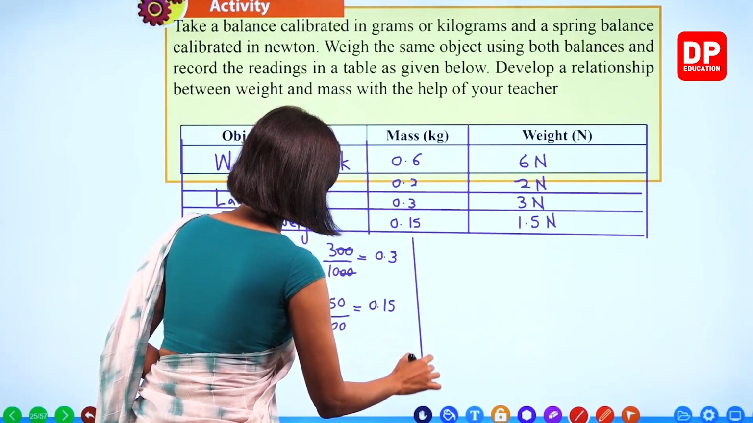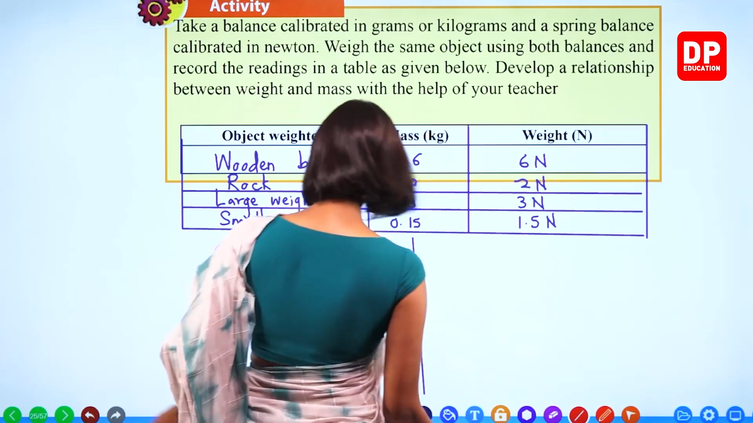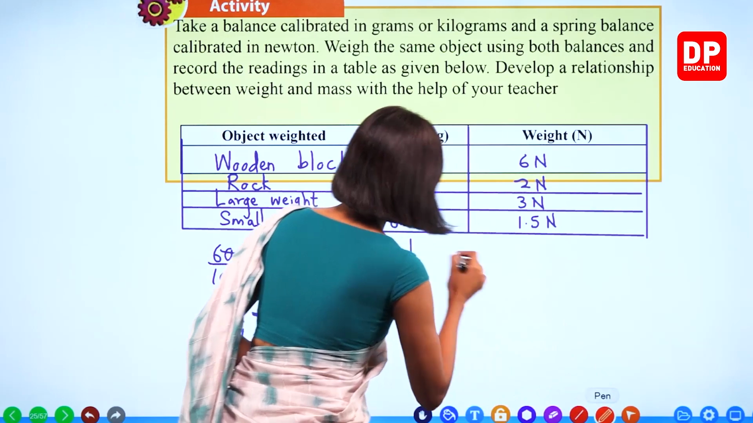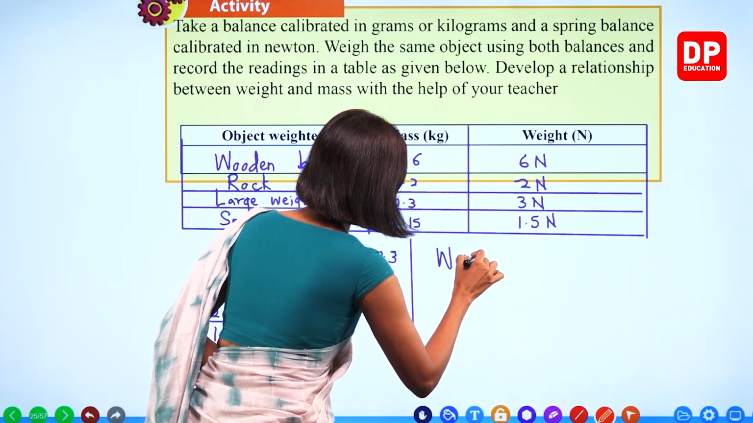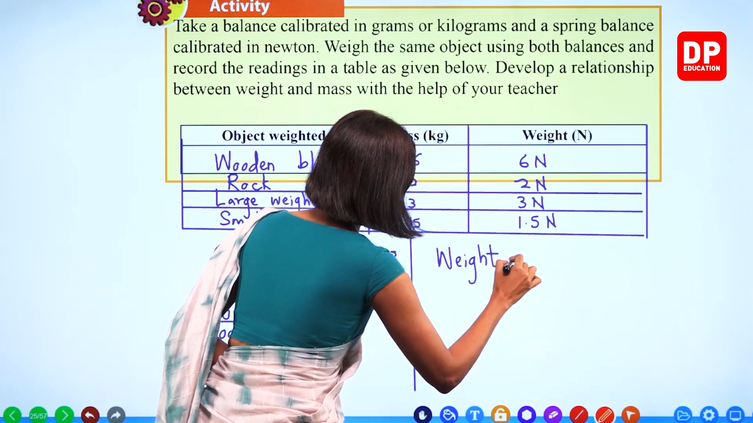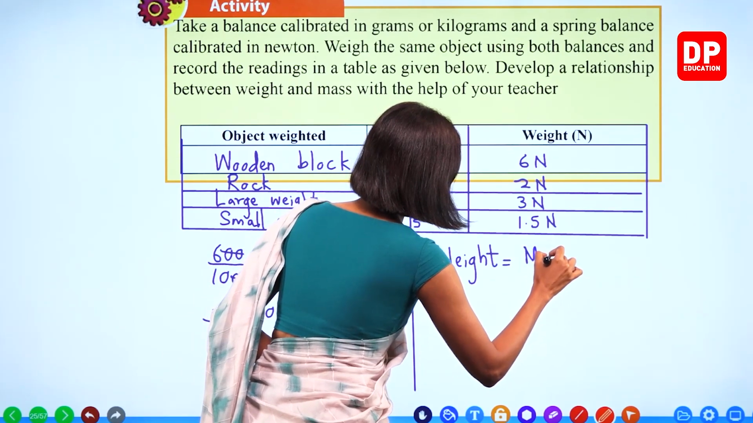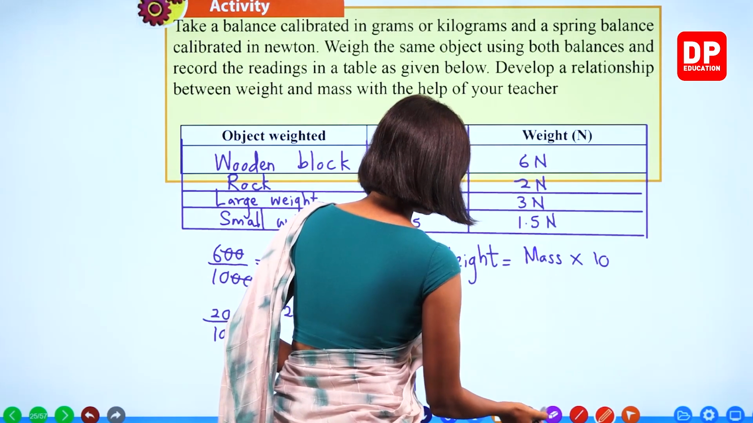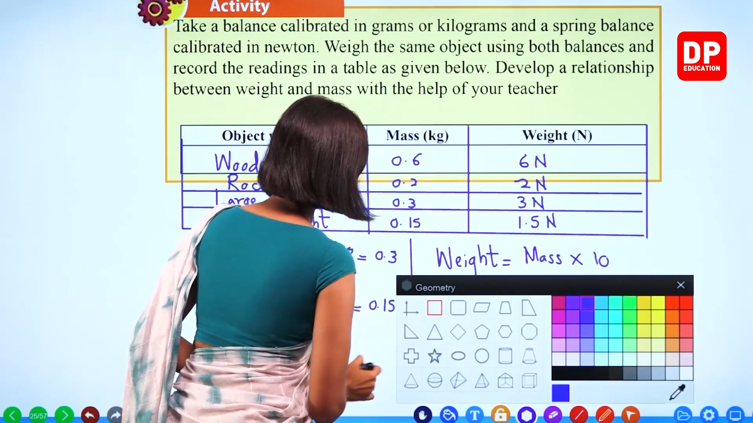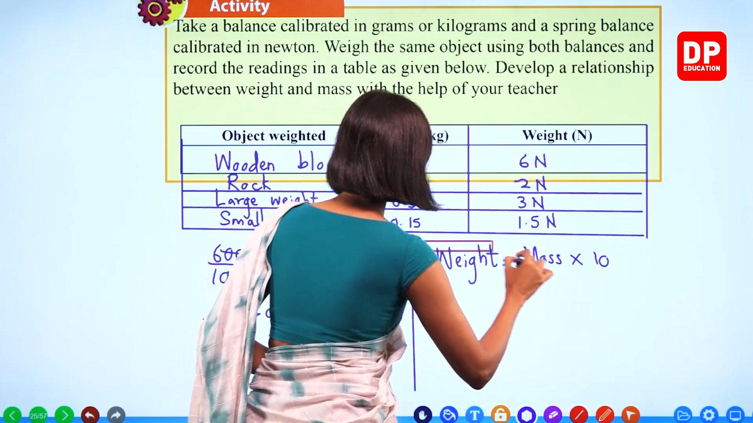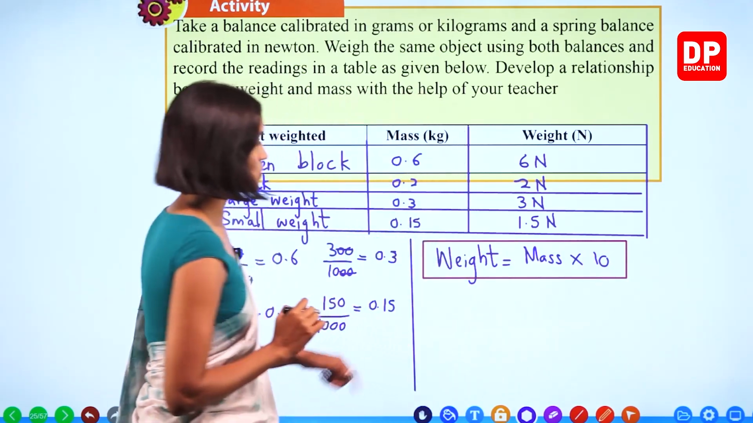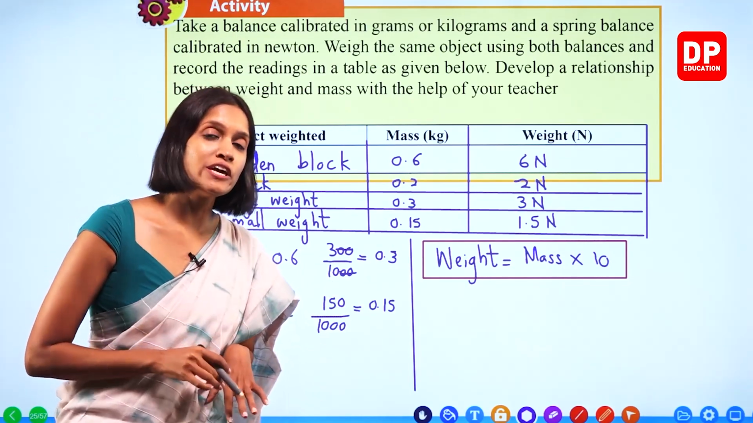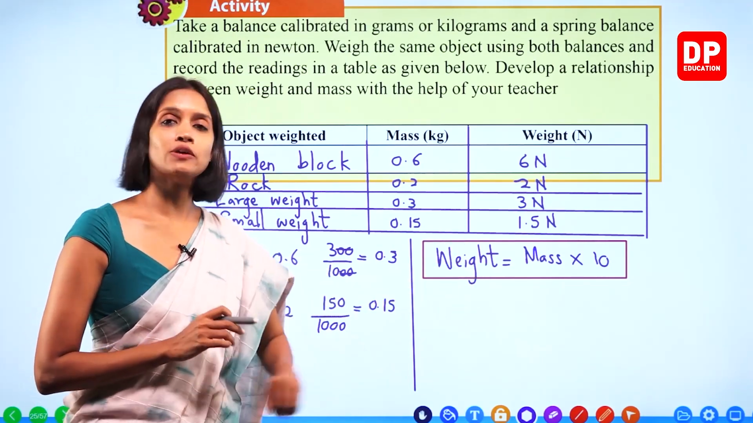I will divide it here. We can write a small relationship here. Okay, we can write weight equals mass into 10. Weight equals mass into 10. Right? Look at this one. Weight equals mass into 10. So when you do your calculations in this lesson, you can use this one.